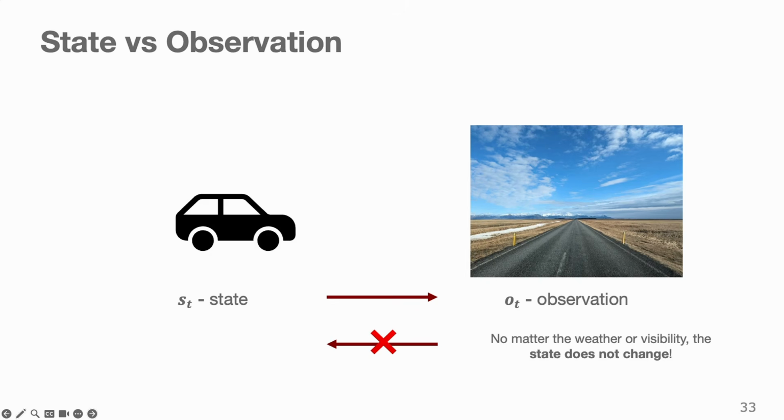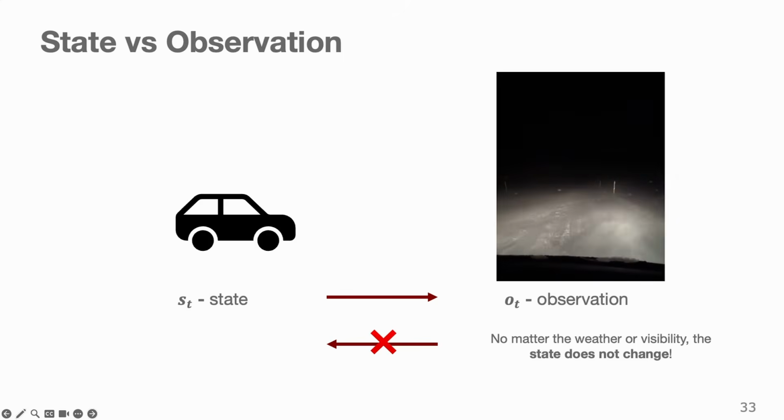The key insight here is that no matter what the weather or visibility is, even if it's snowy night driving, the observation might change. The amount of information you're perceiving from sunny, clear skies to very bad visibility driving differs, but the state doesn't change.